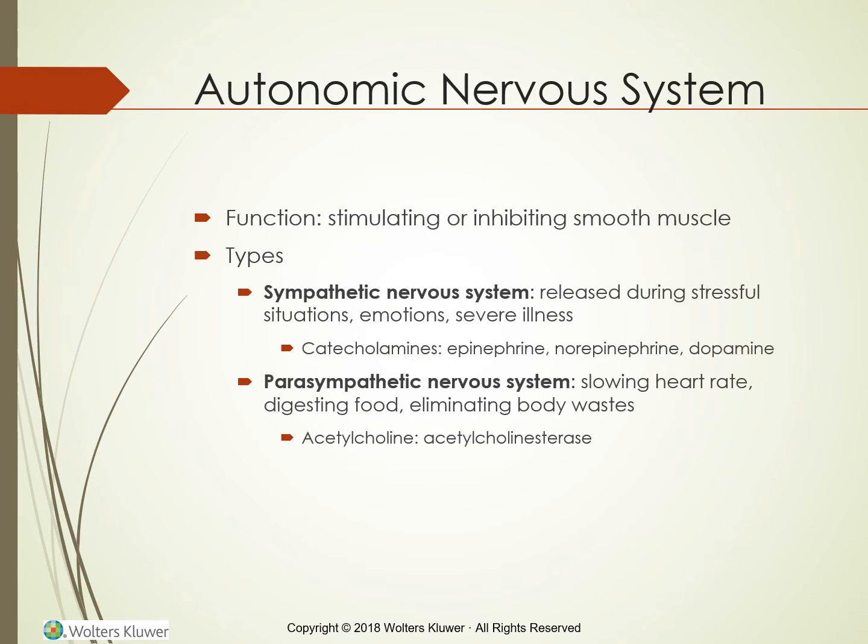Autonomic nervous system. The autonomic nervous system consists of the sympathetic nervous system and the parasympathetic nervous system. It facilitates functions essential to survival. The two divisions of the ANS generally function antagonistically to each other. They maintain homeostasis by stimulating or inhibiting smooth muscles, cardiac muscle, and glands.